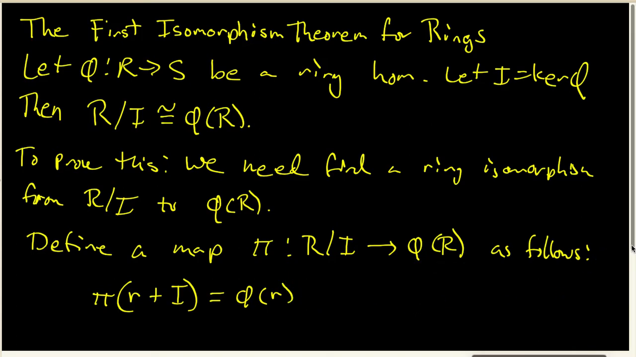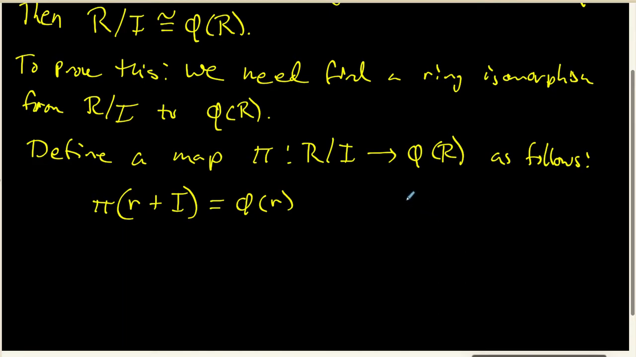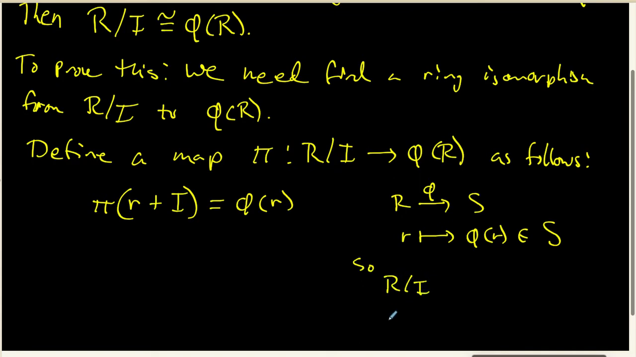Now, I kind of want to draw a map of what we're basically doing. The idea here is that we've got R going into S, given by phi, and every little r is sent to a phi of R that lives inside of S. And so what I'm basically doing is simply saying, for R mod I, take R plus I, and I'm going to send it under this pi map to the same element, phi of R.